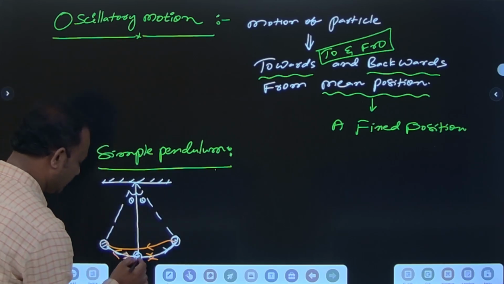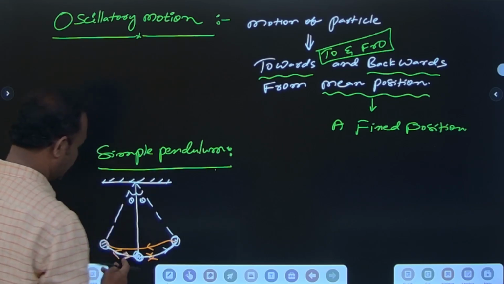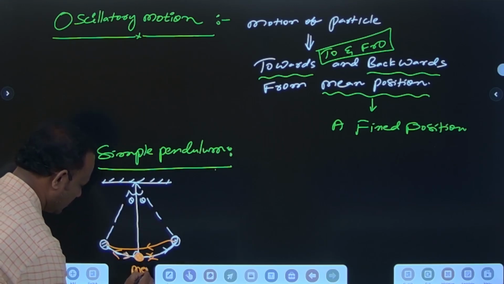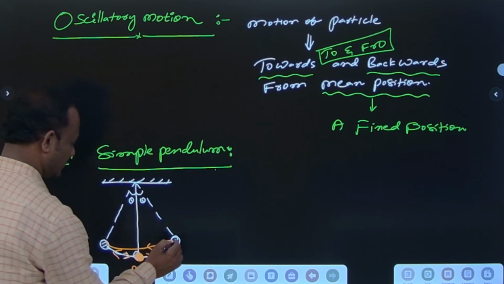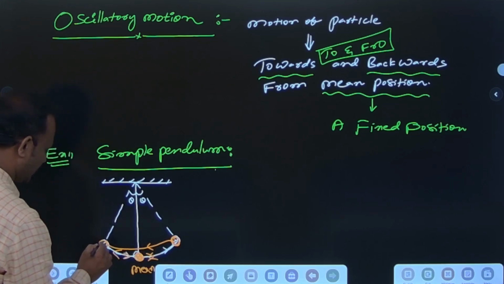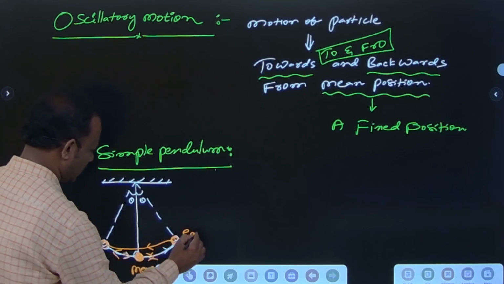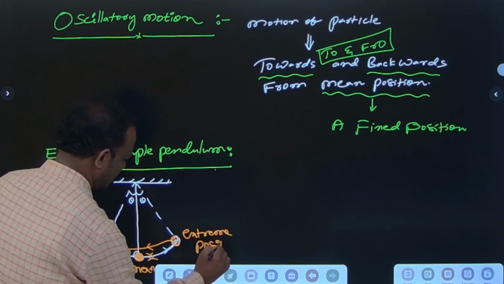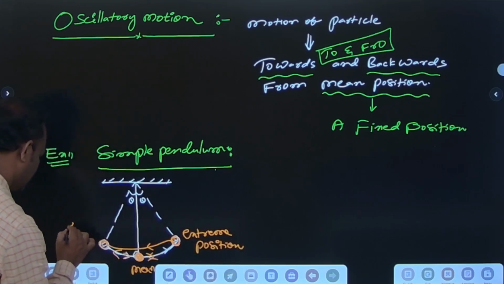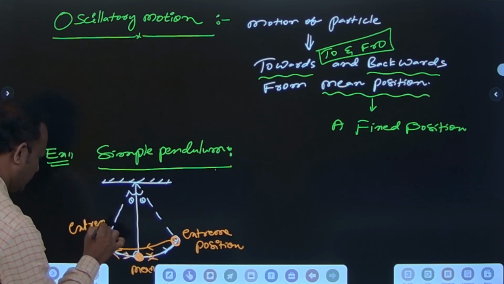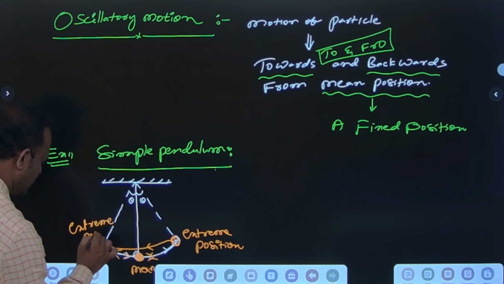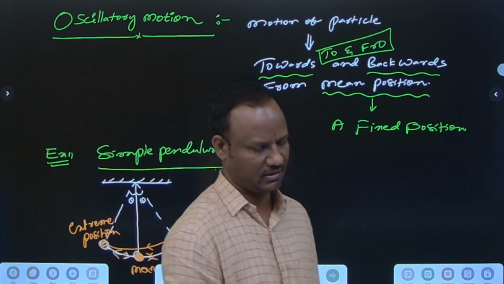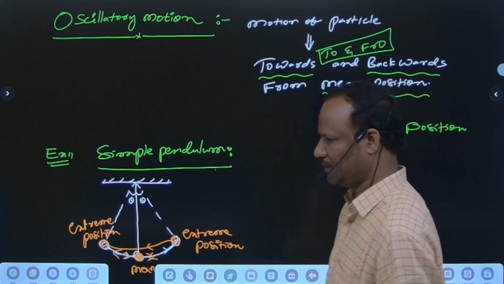This fixed position is called the mean position. The last position from the mean is called the extreme position. This one is also an extreme position. So extreme positions on either side of the mean position are there. So this is the simple pendulum.